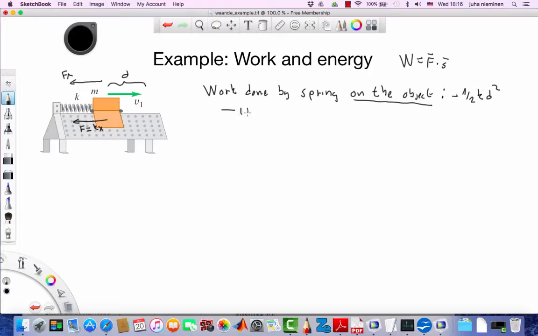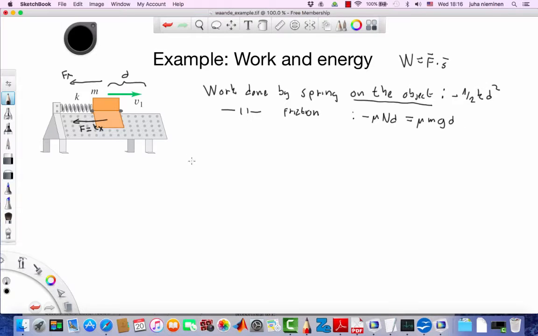And work done by friction also on the object, and again that is in the opposite direction from the displacement, so it has to be negative, and its magnitude is mu times the normal force times the displacement, and normal force is just mg, like this.